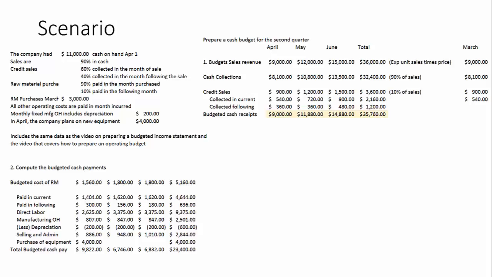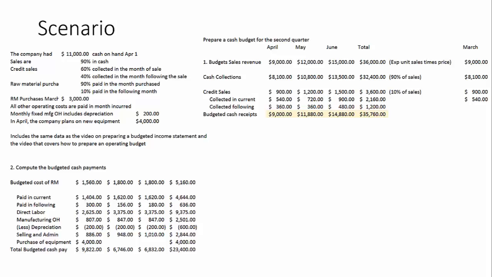If you find this video first, you actually have to go look at that operating budget one to see where I'm pulling those dollars from. Now, of the $1,560 that is paid for the raw materials in the month of April, we pay for 90% of that in the month that we purchase it. So paid in the current month, we're paying $1,404 in cash. So 1,560 times 90% is $1,404.